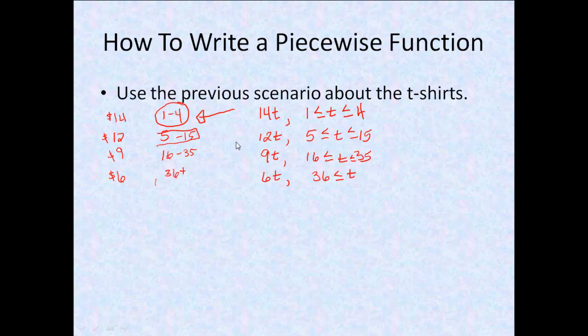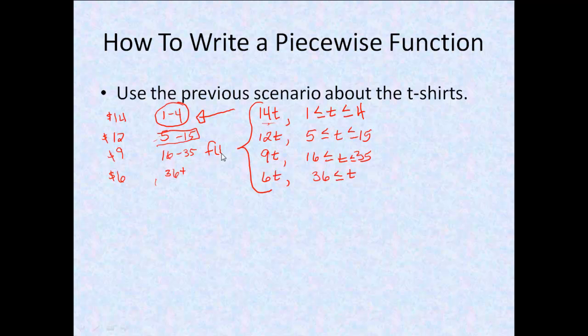So what I have here is a linear expression to represent each of my different scenarios. And I can't represent these all with just one linear expression because it changes. My cost per shirt changes depending on the number of shirts I have. Well, this right here is the very beginnings of your piecewise function. To finish it off, we need to bring a bracket around it to indicate that these are all together as a group, and then we need to put our function notation out here.